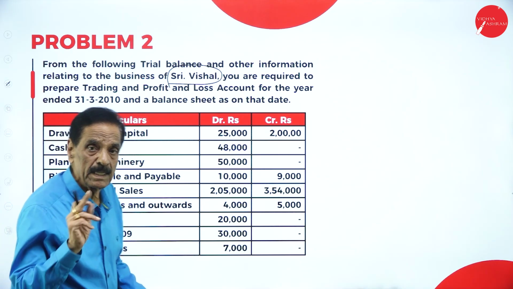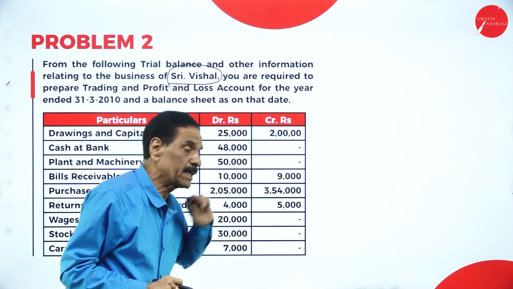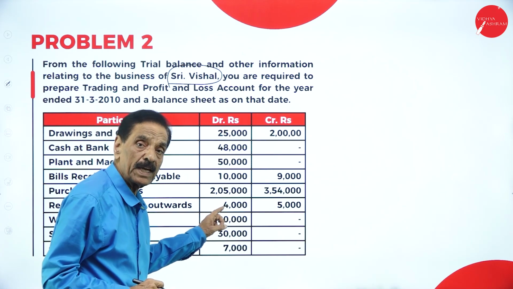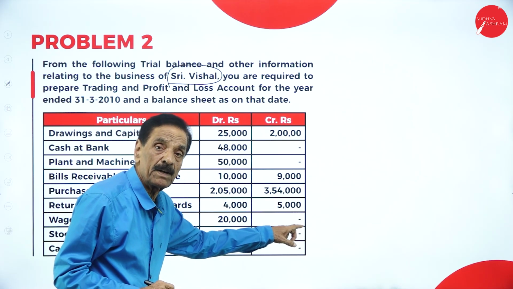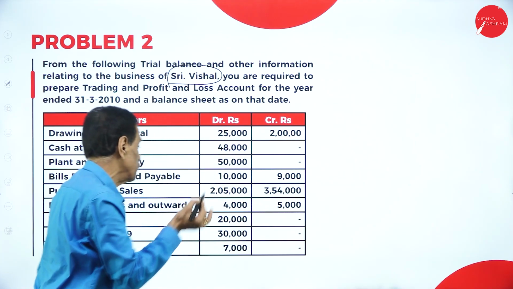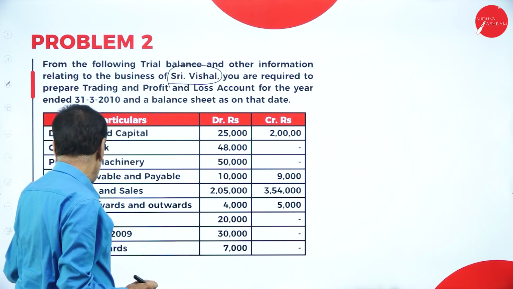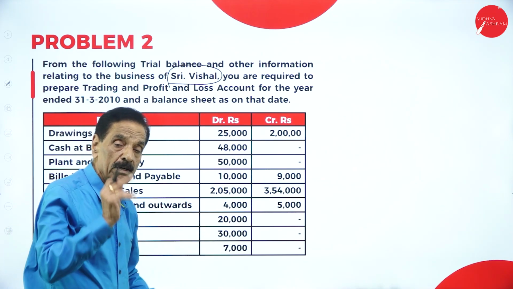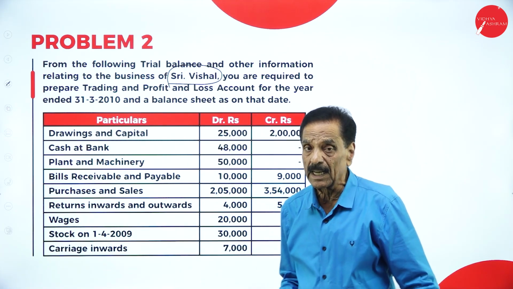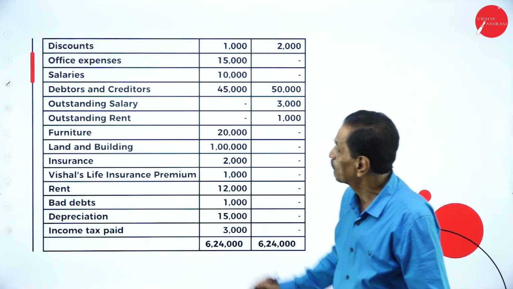Purchases and sales come in the trading account. Purchases will come on the debit side, sales on the credit side. Return inward and outward: 4,000 is the sales return, 5,000 is the purchase return. The sales return should be deducted from sales, and the purchase return should be deducted from purchases. Wages are directly connected, so they go to the trading account. Stock on 1st April, the opening stock, will come in the trading account. Carriage inward is an expenditure directly connected, so it will go to the trading account.